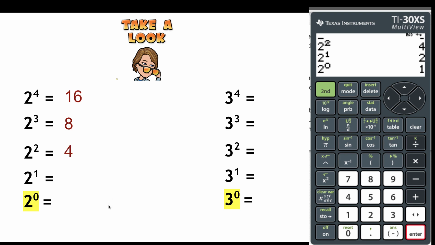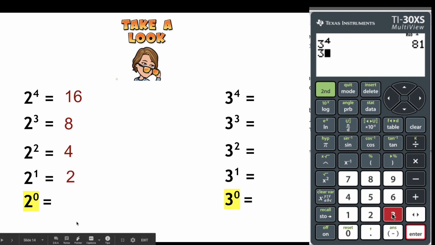Okay, hold on. We also have the 3 here. Let's see if it works out the same with the 3. Remember, our goal here is to look for a pattern. So we have 3 to the 4th power. Let's type that in here, 81. Type in 3 to the 3rd power.